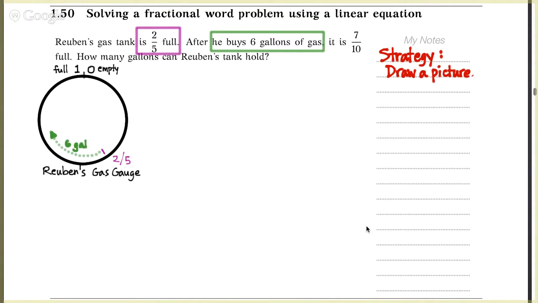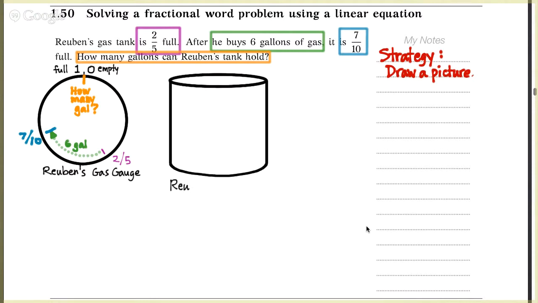Then he buys 6 gallons, so presumably the needle's going to go up. And when it goes up, it's going to go up to the 7/10 level. So this is kind of a depiction of what's happening in this problem. And the question is, how many gallons in total does his tank hold? So if the needle went all the way to full, how many gallons would be in his tank? And so that's what I tried to do when I first drew a picture for this problem. And I realized it might not be the most useful picture for the sake of figuring out the arithmetic that we need in order to bring this problem home.